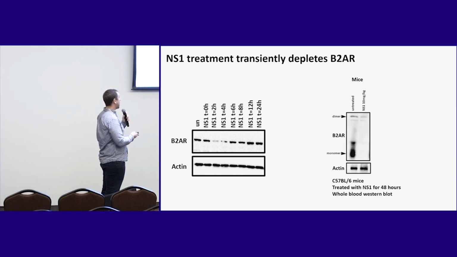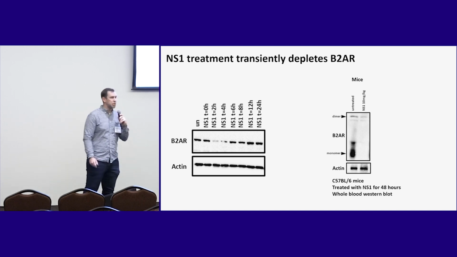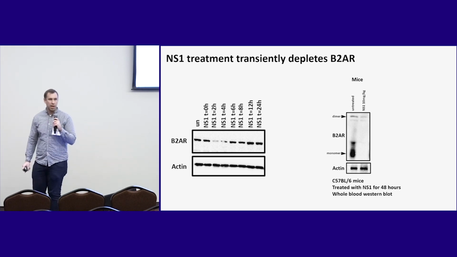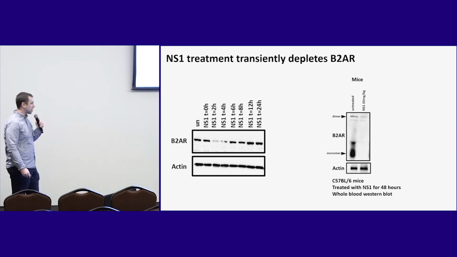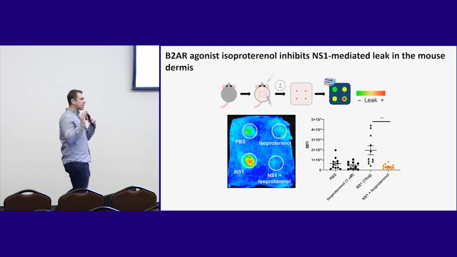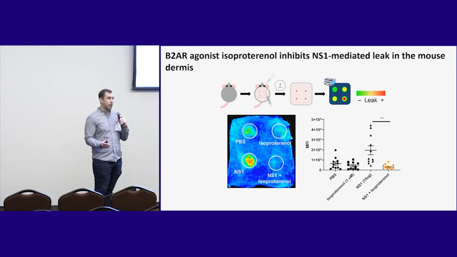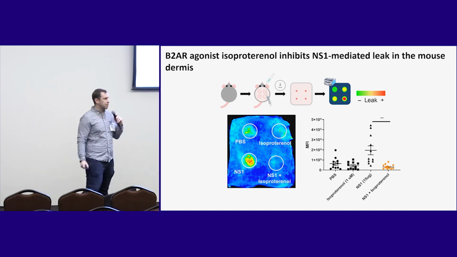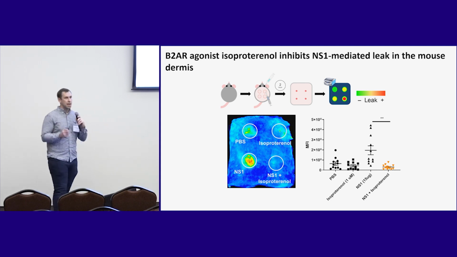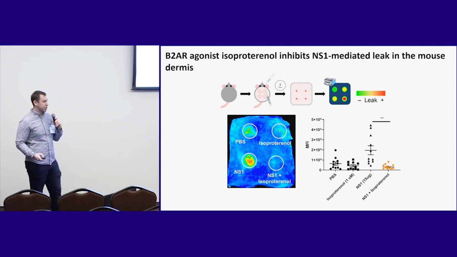If we give mice NS1 intravenously, 48 hours post-administration, we can see a great depletion of B2AR in the blood of mice, suggesting that it may have functional implications. Now, speaking of mice, everything I've shown you so far is in vitro. Now, moving in vivo, I'm going to show you two assays, a vascular leak assay and a lethal challenge assay.